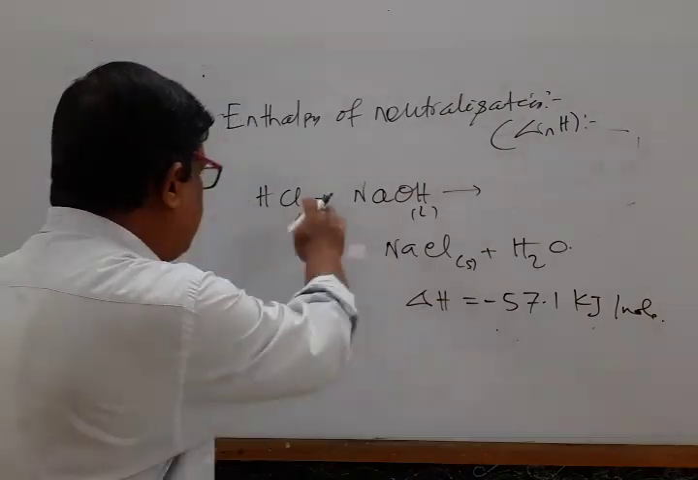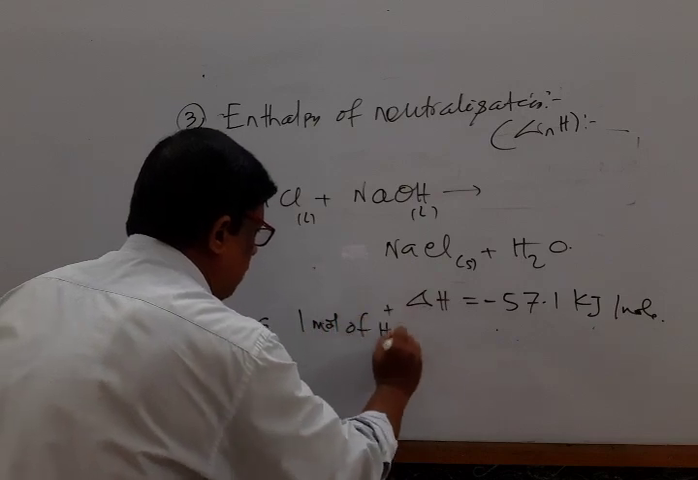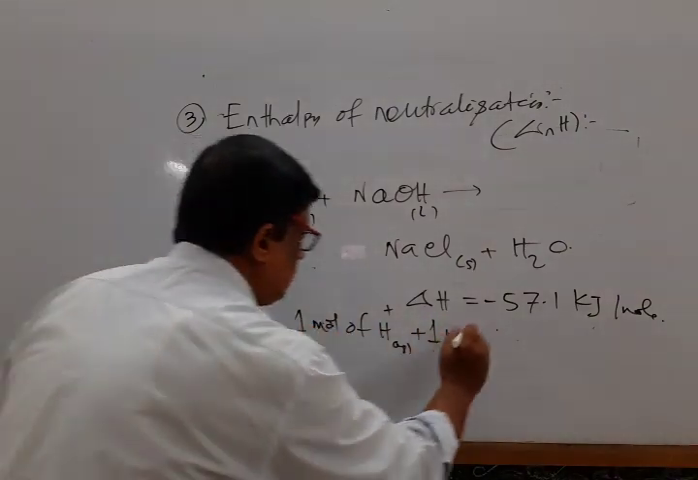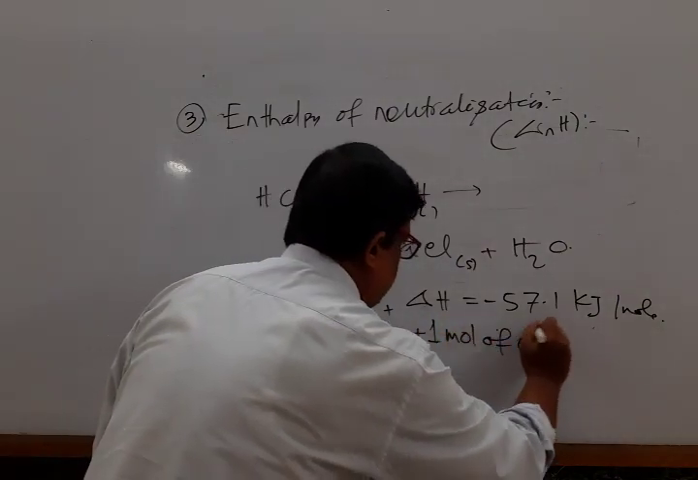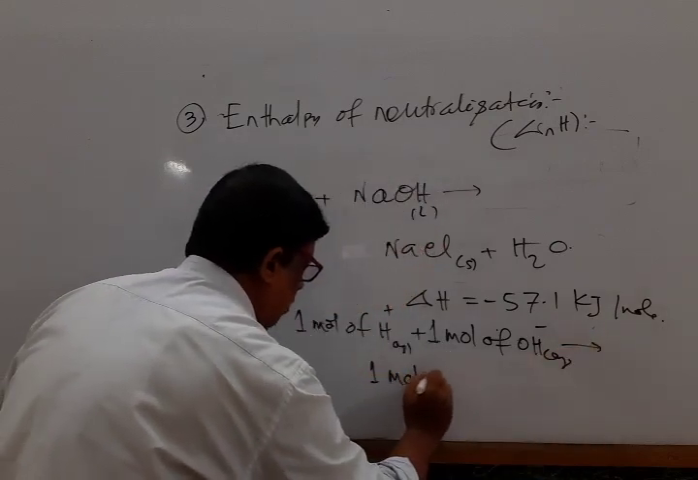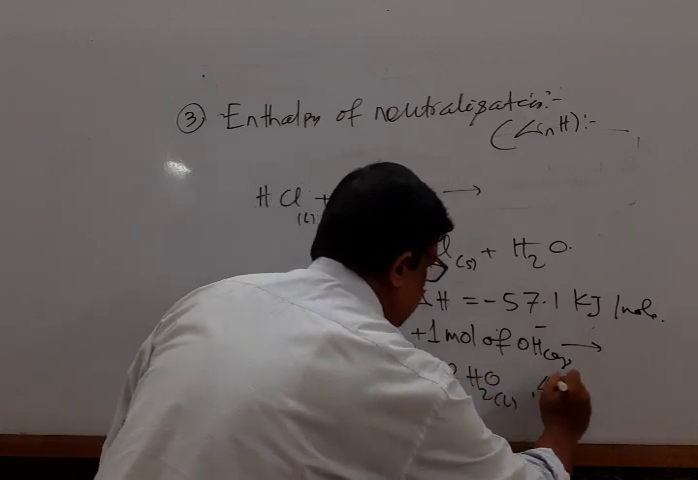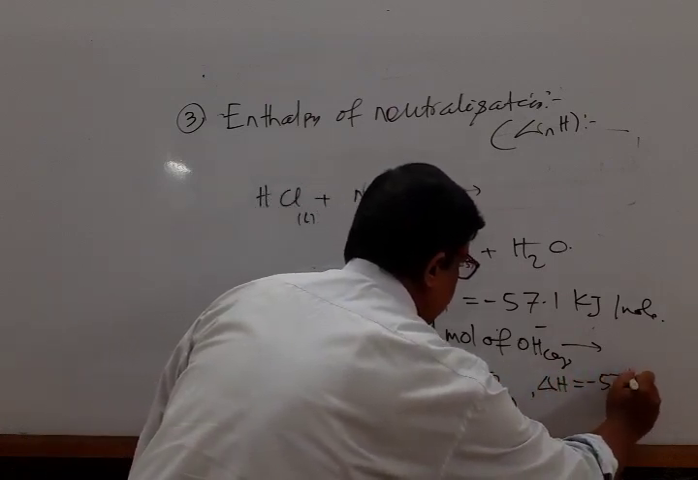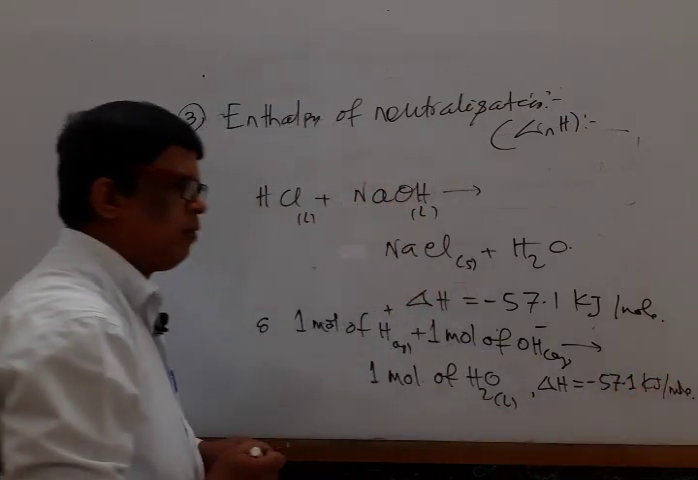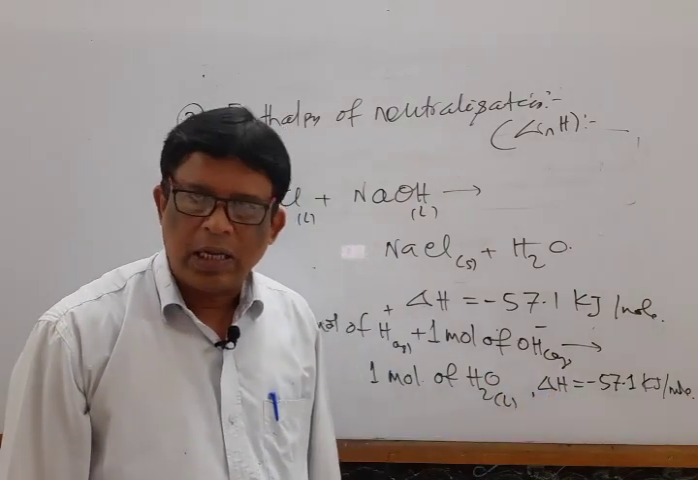In other words also, when 1 mole of H plus aqua combines with 1 mole of OH minus ion aqua, resulting in the formation of 1 mole of water H2O liquid, then del H is equal to minus 57.1 kilojoule per mole. This value is known as the enthalpy of neutralization.